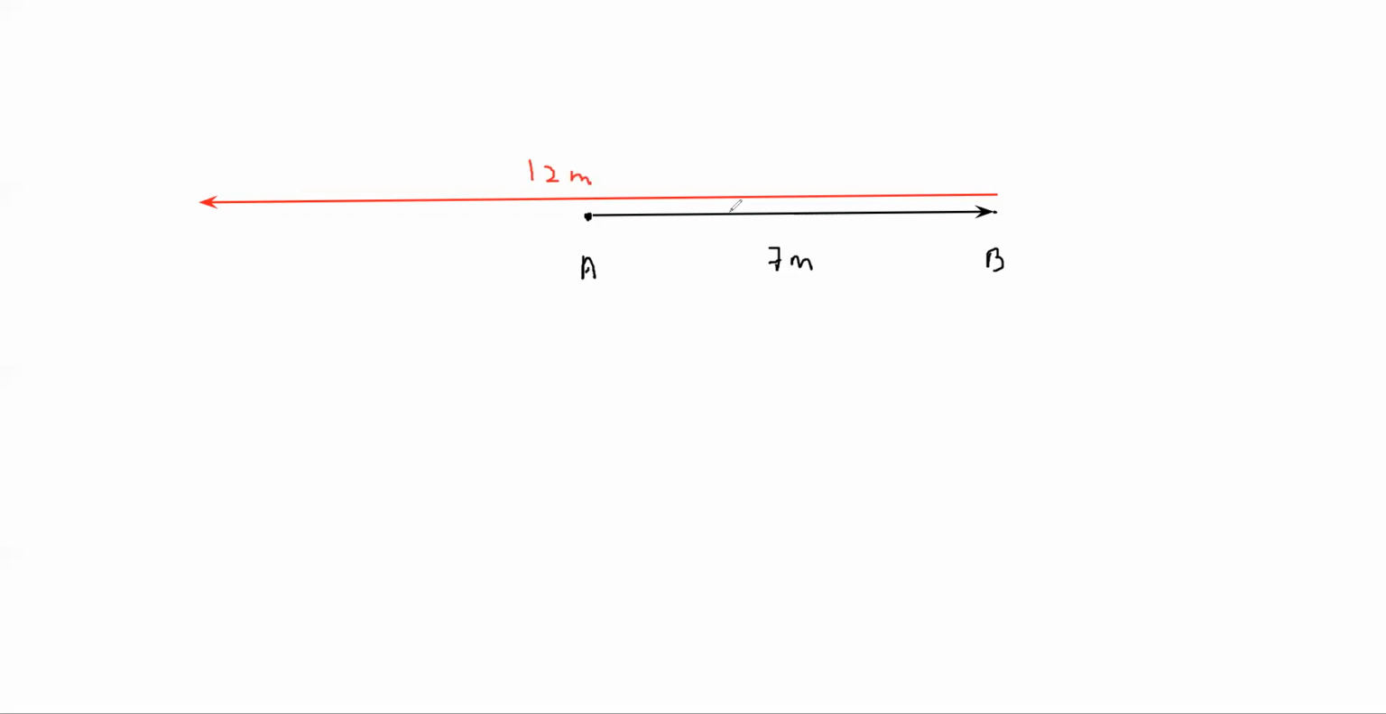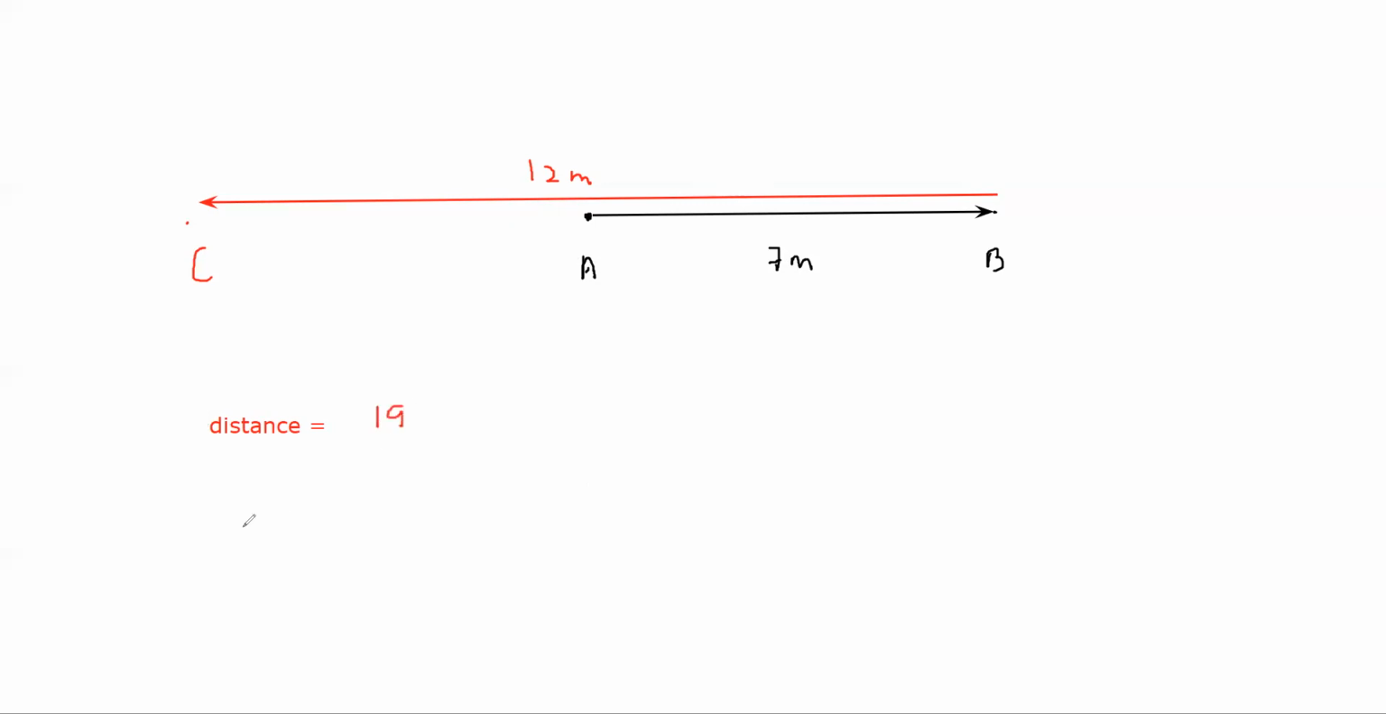Example, if I say an object is at A, the object travels to point B and covers 7 meters, and then the object from B moves in the opposite direction and covers 12 meters to point C. What is the distance traveled by the object? What is the starting point? Starting point is A. So it is 7 plus 12, which is equal to 19.